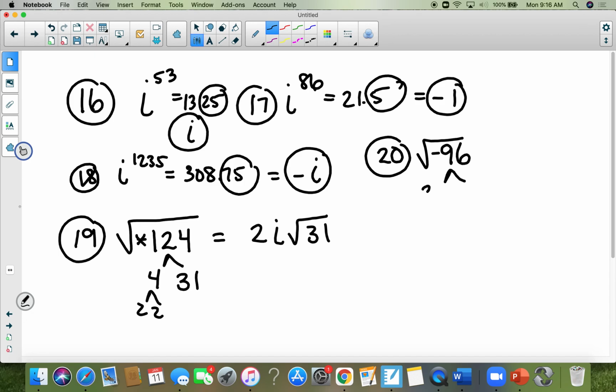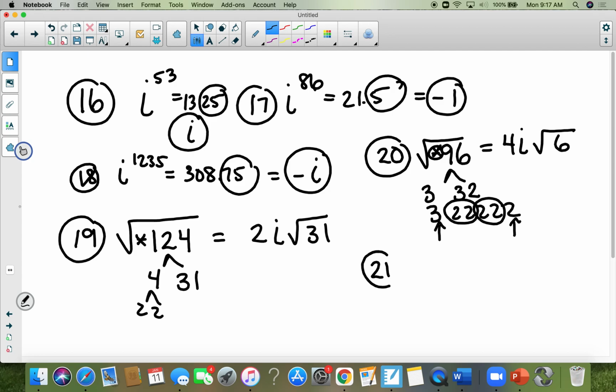This is going to be 3 and 32. This is going to be 3 and 5 2's. You take the negative sign out, it turns into an i. I can take out one group of 2, I can take out another group of 2, that's why there's a 4 on the inside, outside, and there's a lingering of 3 and a 2 left. So number 20 should be 4i root 6.